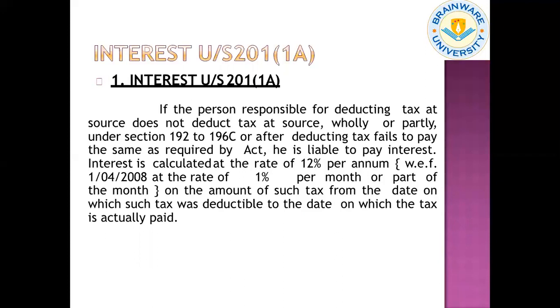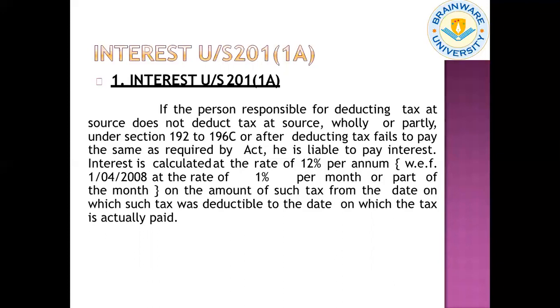So let's start with Section 201(1A). Here, if the person responsible for deducting tax at source does not deduct wholly or partly under Sections 192 to 196C, meaning there is a TDS section, or after deducting tax fails to pay the same as required by the Act, he is liable to pay interest. The interest is calculated at the rate of 12% per annum on the amount of such tax, from the date on which the tax was deductible to the date on which the tax is actually paid.